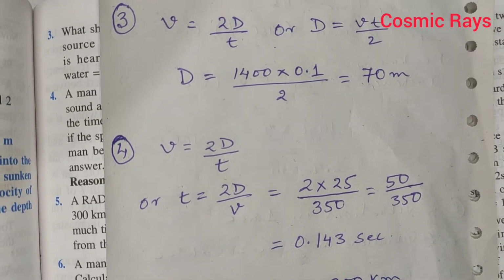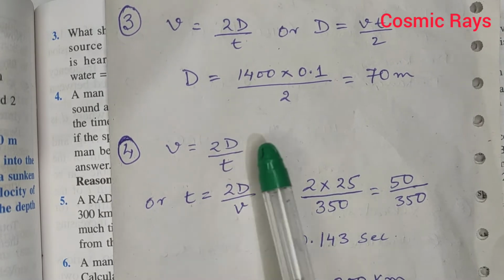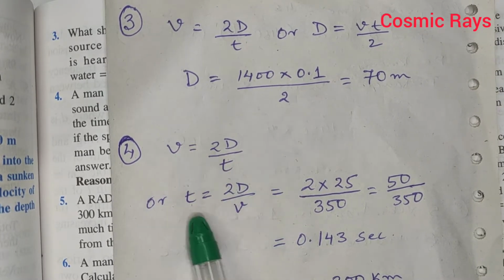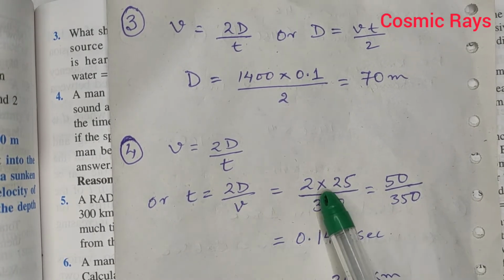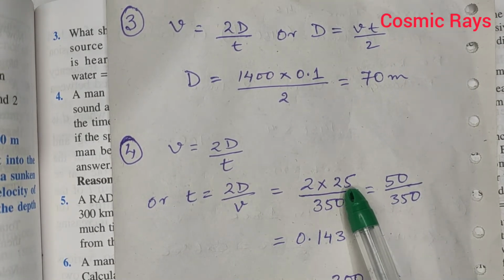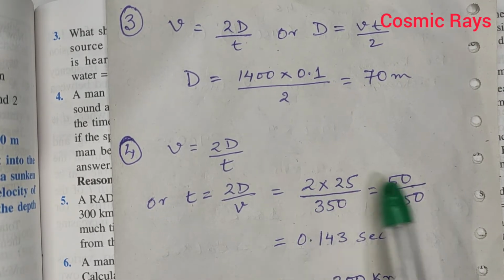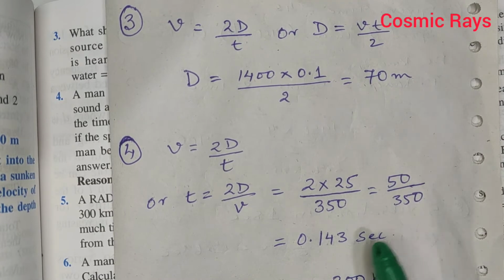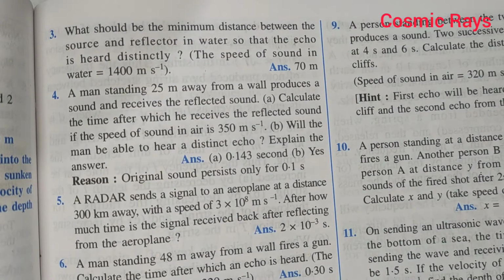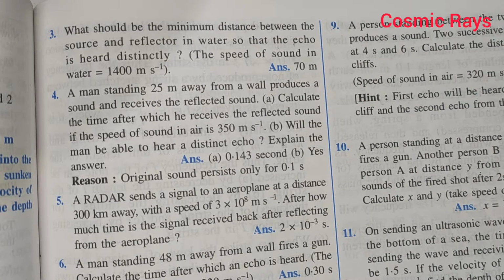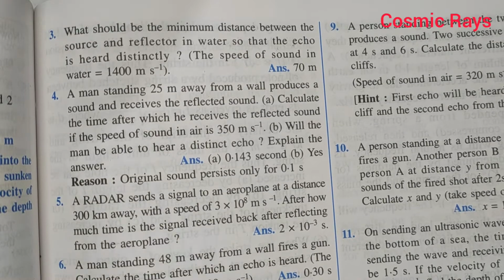So here v is equal to 2d upon t. This formula we know. We modify it in terms of time. So time is equal to twice the distance divided by velocity. So 2 multiplied by the distance, 25 meters, divided by the speed of sound in air, 350. So 2 into 25 divided by 350, when you calculate it, comes out to be 0.143 second. So automatically the second part, the answer becomes yes. And they have already given the reason, so I'm not going into it.